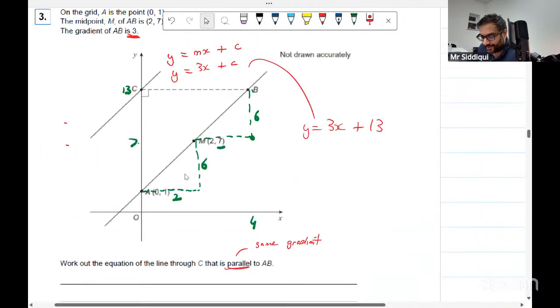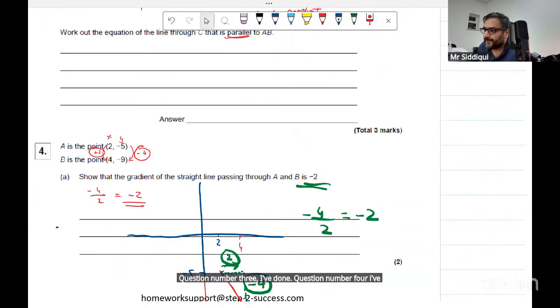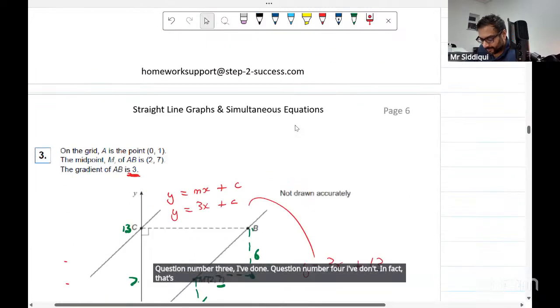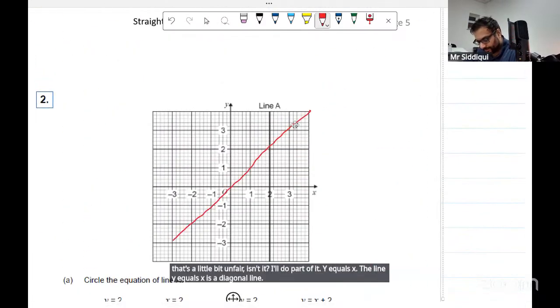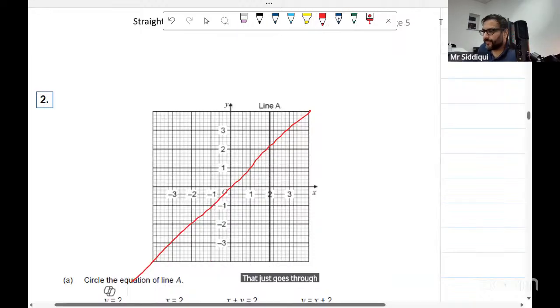Question number three, I've done. Question number four, I've done. In fact, it's a little bit unfair, isn't it? I'll do part of it. The line y equals x is a diagonal line that just goes through there. Beyond that, you should be able to do the rest of it.